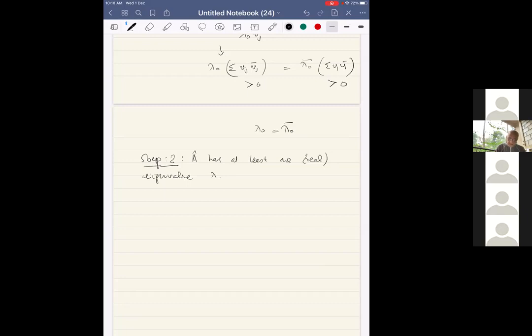Let U lambda be a corresponding eigenvector. By dividing by the norm of U lambda, I can assume it is of unit length, so the norm of U lambda is 1.